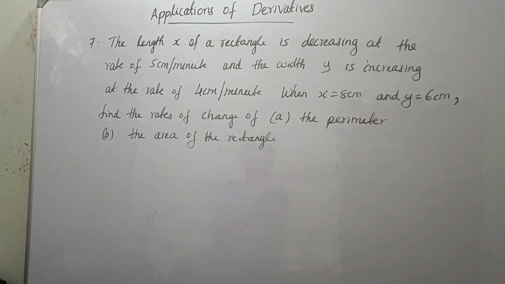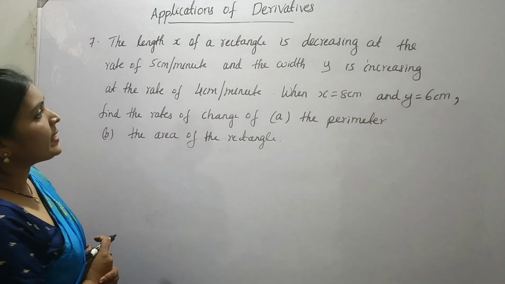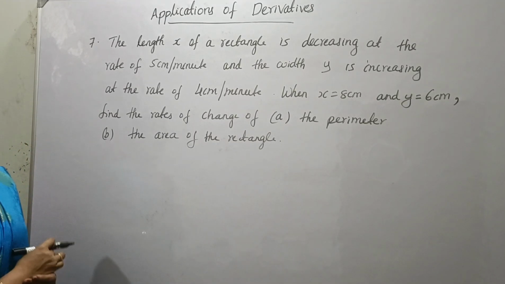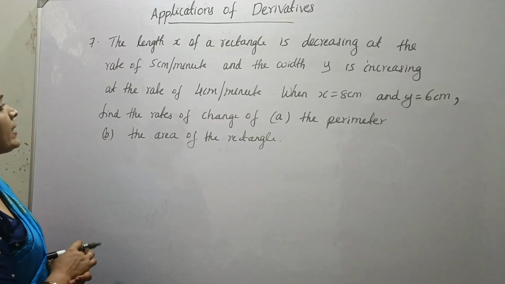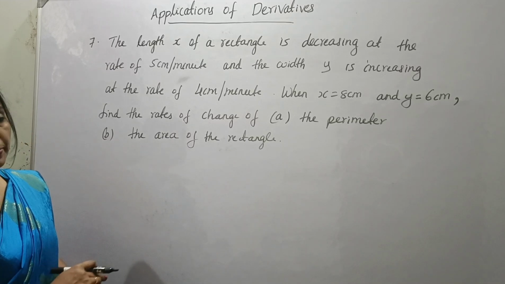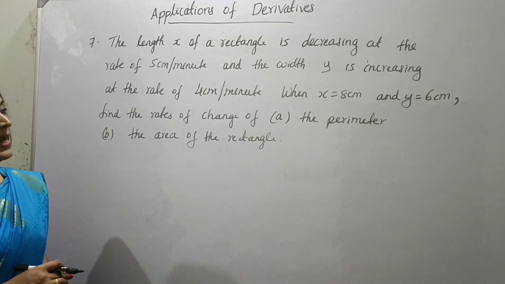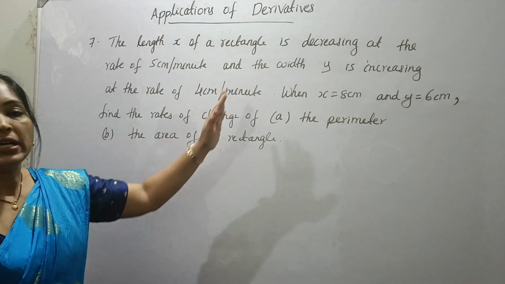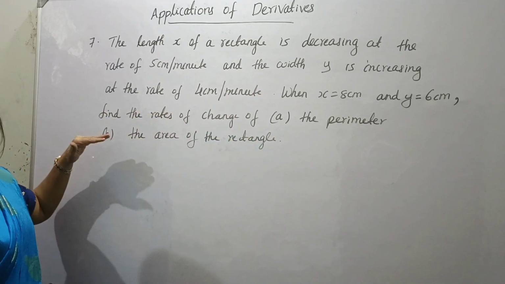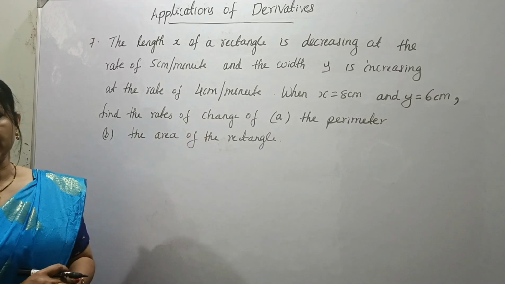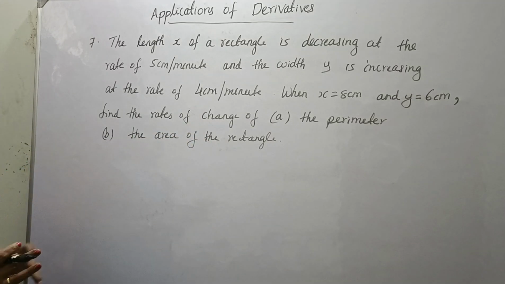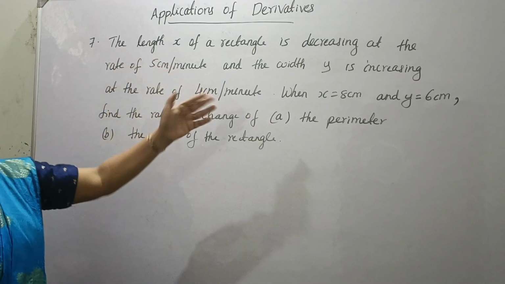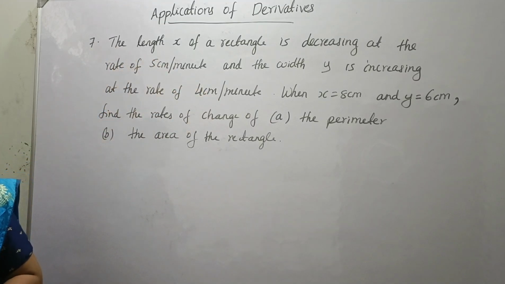Look at the next question. The length x of a rectangle is decreasing at the rate of 5 centimeter per minute and the width y is increasing at the rate of 4 centimeter per minute. When x is equal to 8 centimeter and y is equal to 6 centimeter, find the rate of change of the perimeter and the rate of change of area of the rectangle. It's about a rectangle. So here x is the length and y is the width of the rectangle.